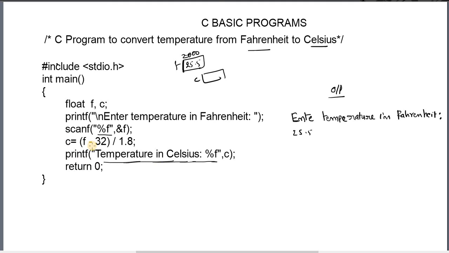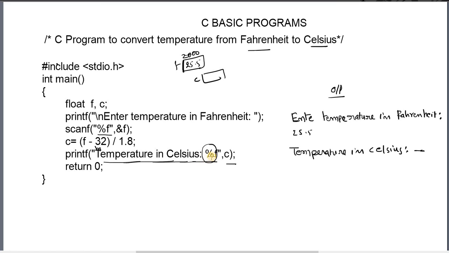If you write a small \n here, then you will get a new line. Temperature in Celsius is some value here. The value which is in C, that value we will get in this place. The remaining text we will get exactly the same, but in place of %f we will get the C value here. Colon.